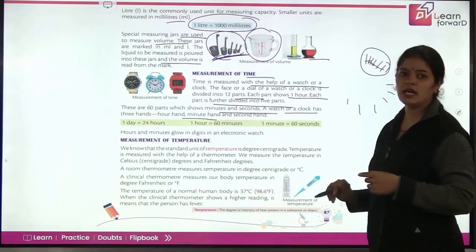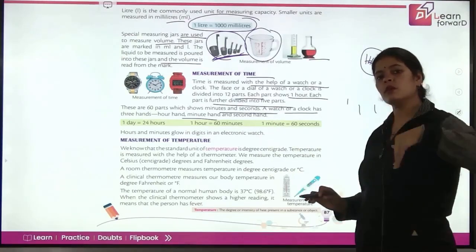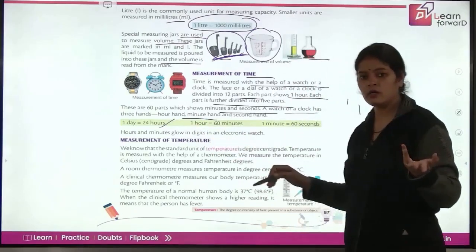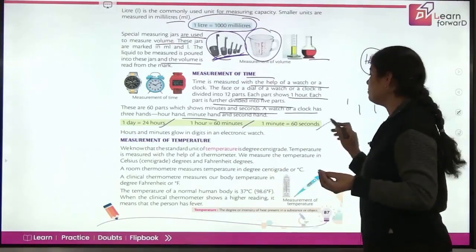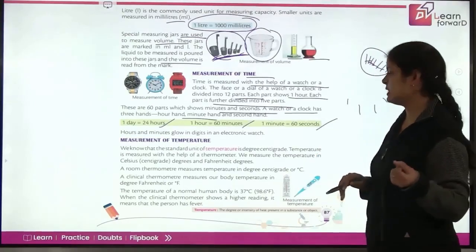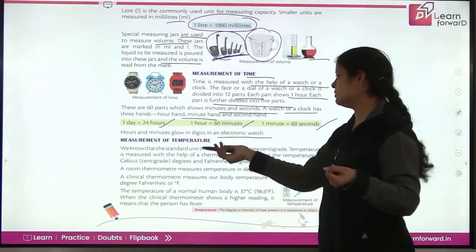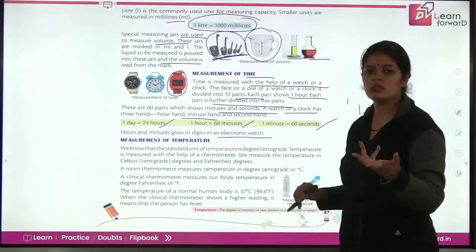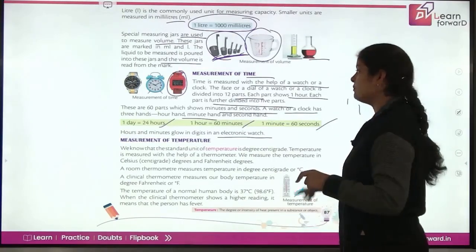Another is the minute hand that moves within a minute, and a second hand that keeps on counting regularly and fastly. So 1 day is equal to 24 hours, 1 hour is equal to 60 minutes, and 1 minute is equal to 60 seconds. Hours and minutes glow as digits in an electronic watch. So this is a digital watch that can be read by the readings that appear on the face.